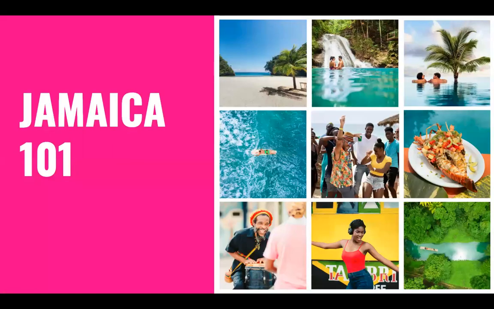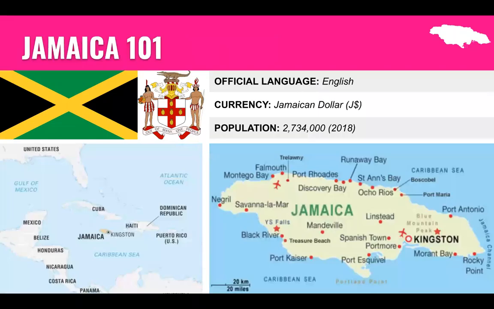Let's get started with our Jamaica 101 crash course. The island nation of Jamaica declared independence from the British colony in 1962. As a result, its official language is English, but a large population of Jamaicans speak Jamaican Creole, which is a local dialect. The currency is the Jamaican dollar, and as of 2018, there's a total of 2.7 million locals living on the island.